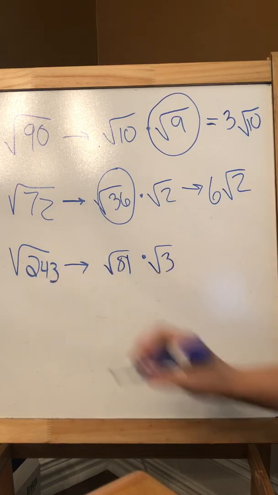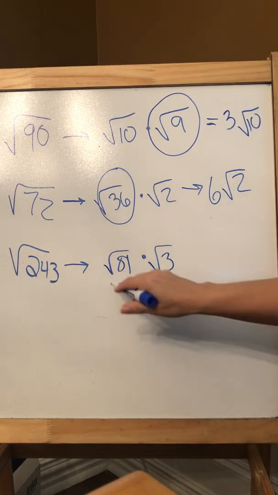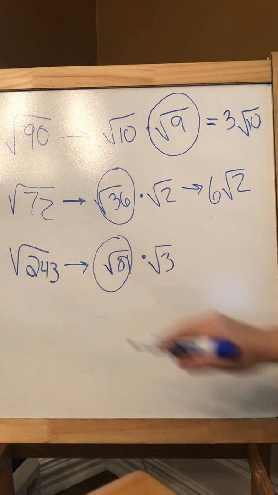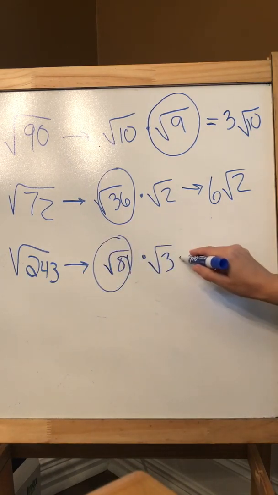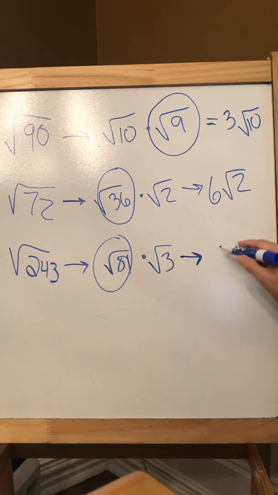81 times 3 is 243. And again, to get it, you can just go through your perfect squares, 1 through 12, real quick, and see what you can come up with. So this simplifies down to 9 times the square root of 3.